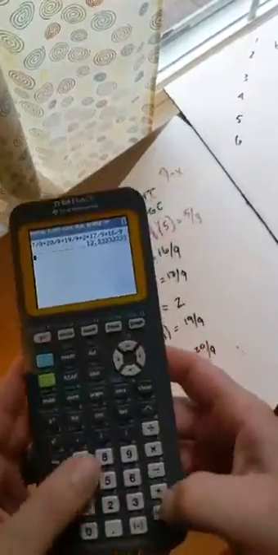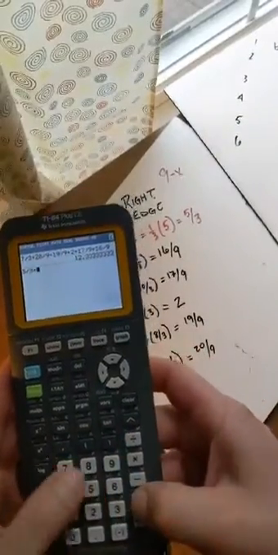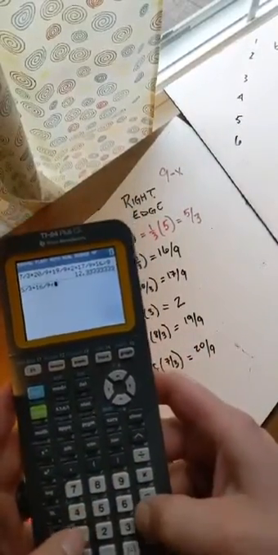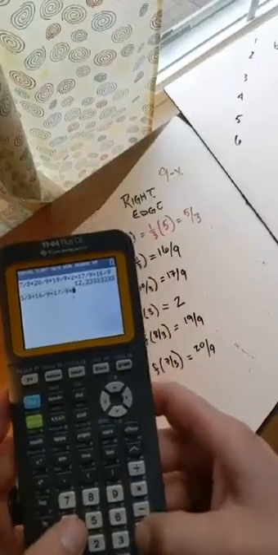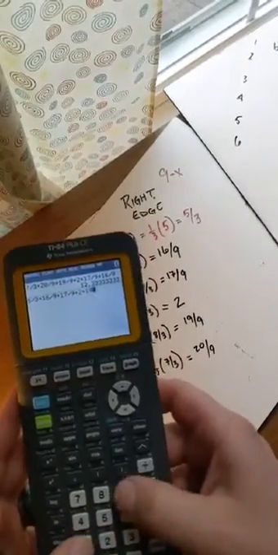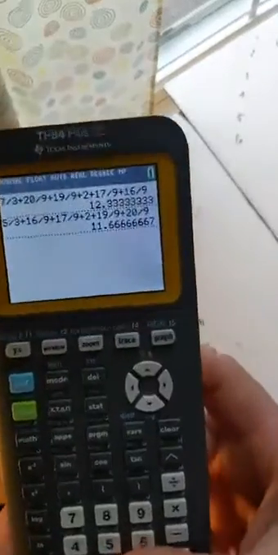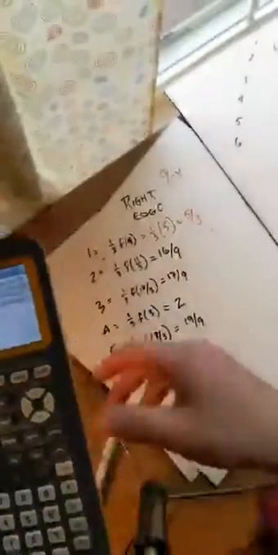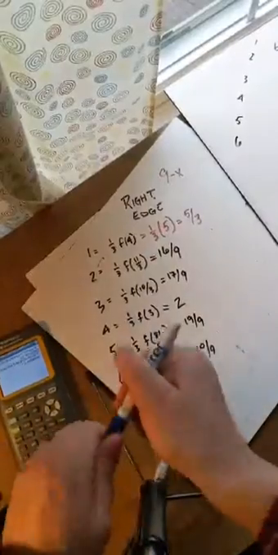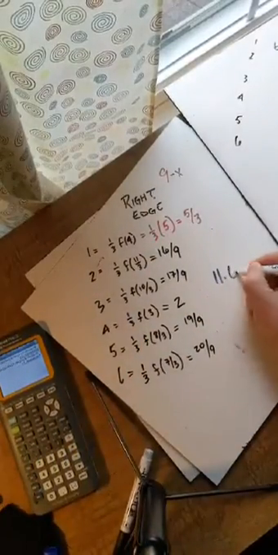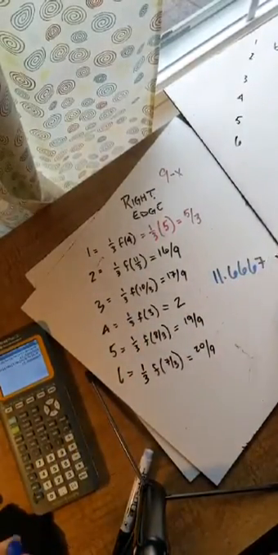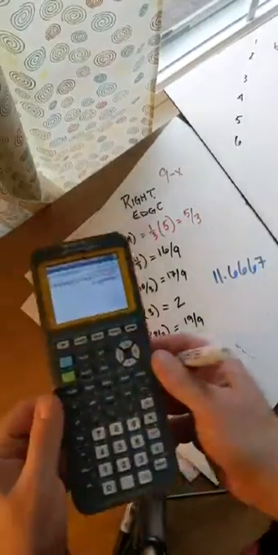Take out our calculator, so I got 5/3 plus 16/9 plus 17/9 plus 2 plus 19/9 plus 20/9. We get 11 point, and if we round this, 6667, if we round to the 4th decimal place.